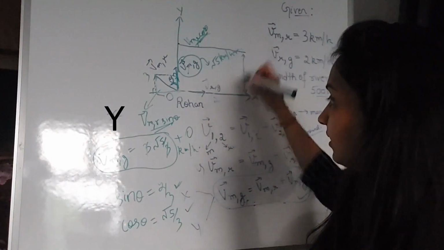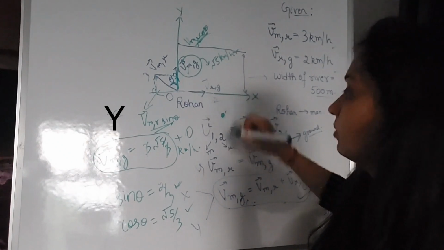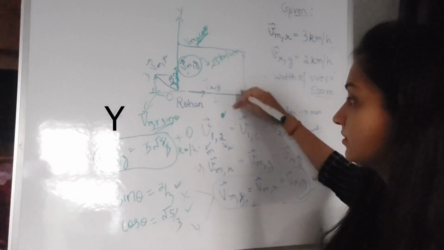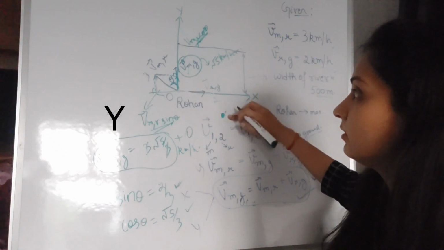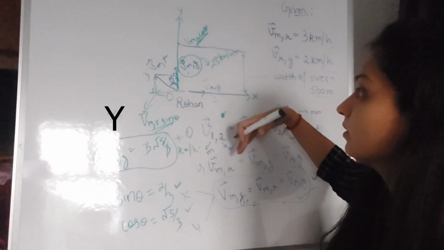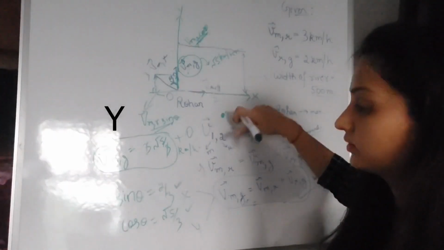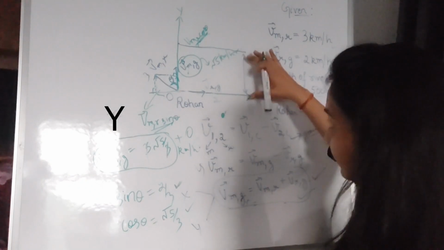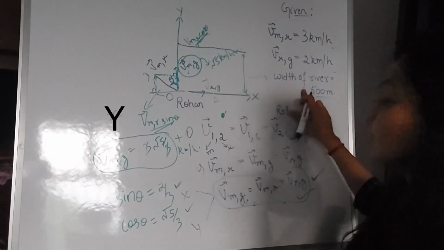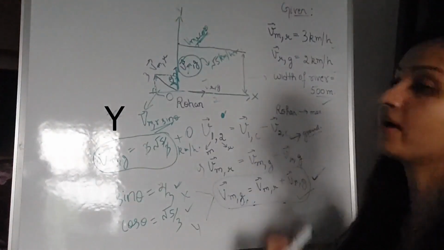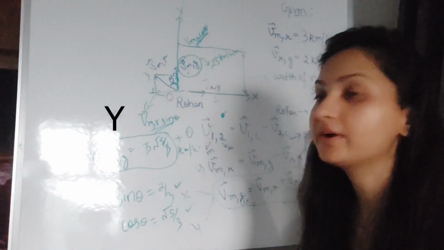to find, for the person standing here, what Rohan's velocity is. The person who is standing on the ground, what is Rohan's velocity with respect to the ground, with respect to the reference frame attached to the ground. Now this distance, the displacement, that is the width of the river, is as seen from the ground, and this is 500 meters.